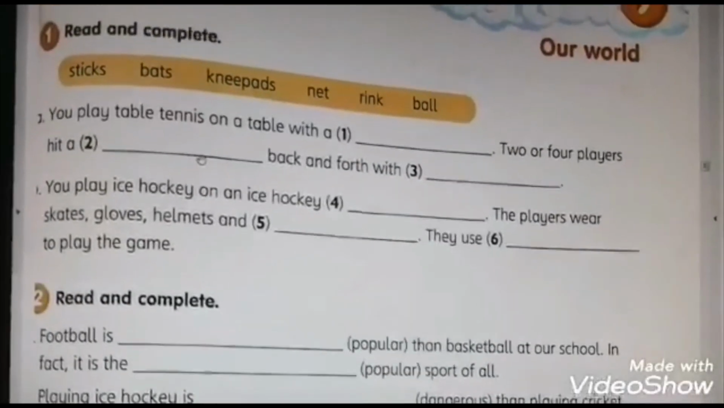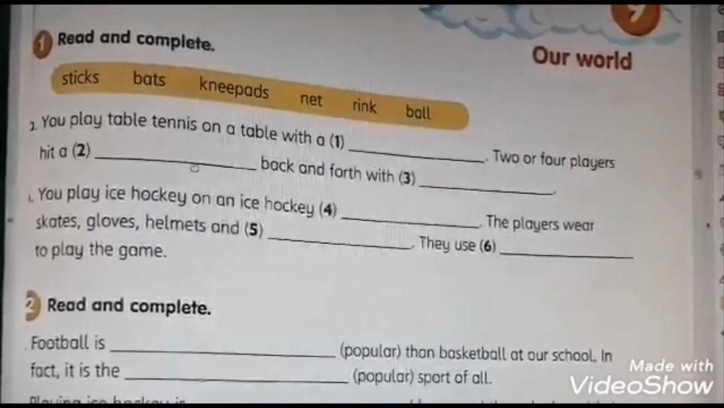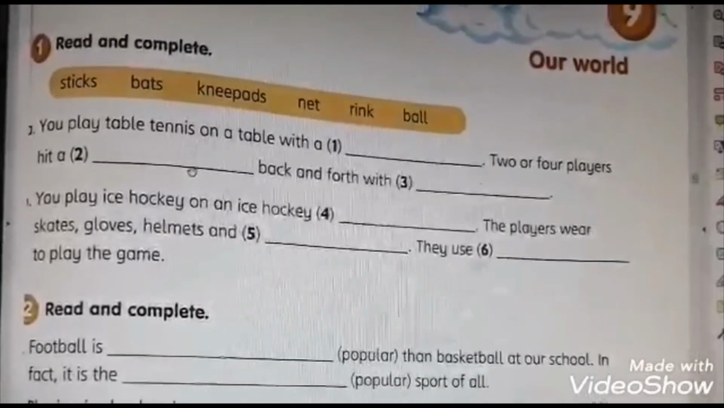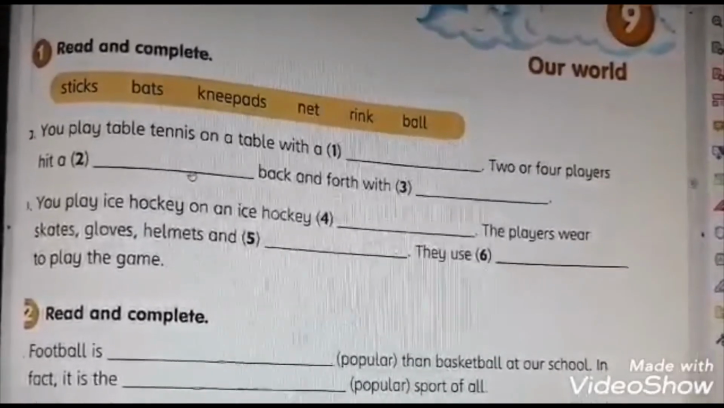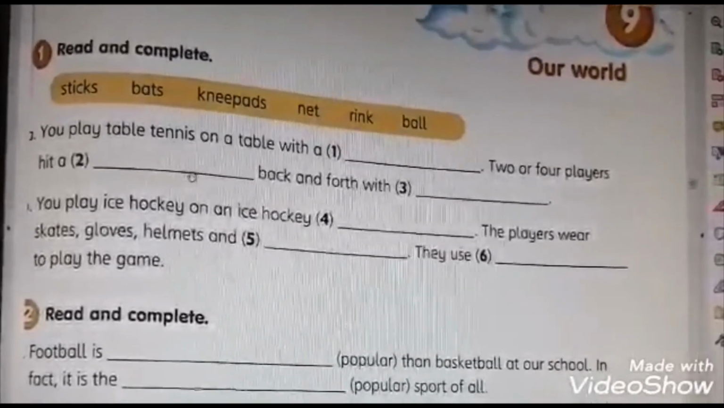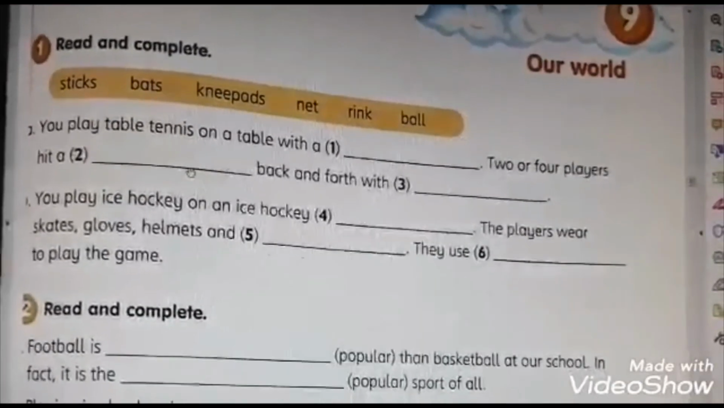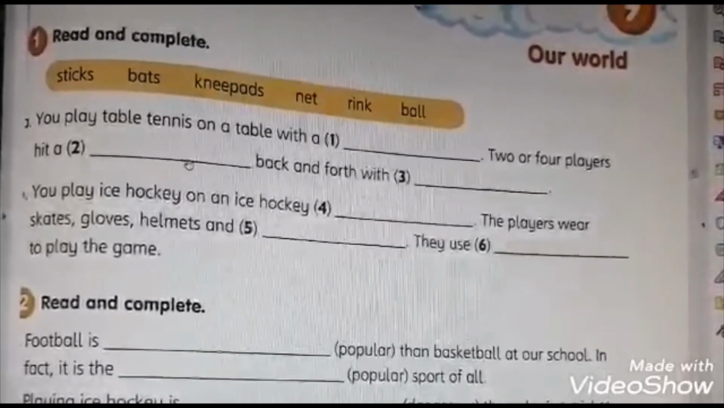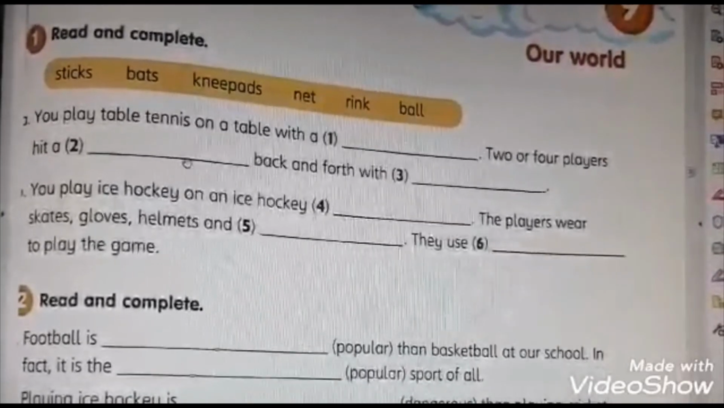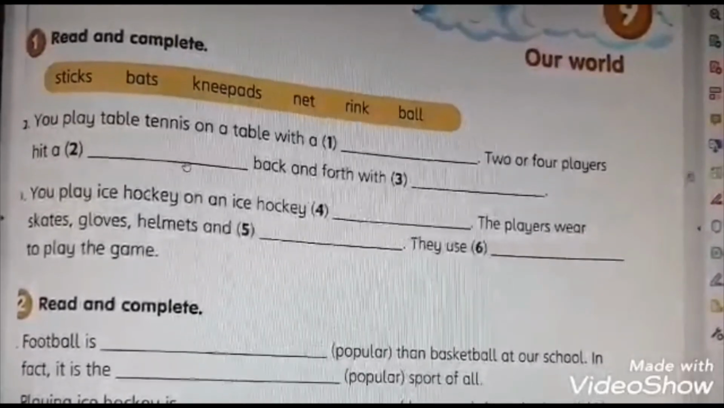Please open your workbook, page number 79. Look at activity 1, read and complete. As you can see, there are some words written: sticks, bats, knee pads, net, rink, ball. We already know that these words belong to sports equipment. There are some blanks; as you can see, six blanks are written here. So we have to read carefully.